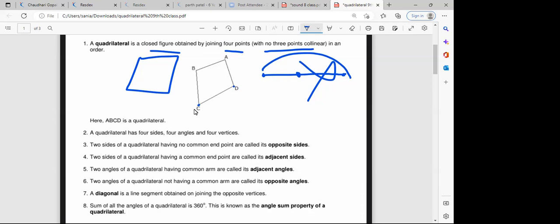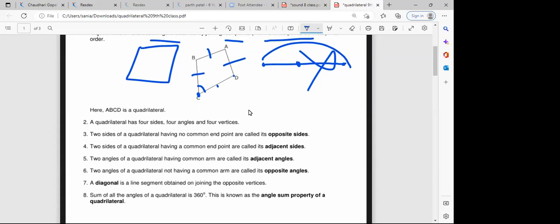ABCD is a quadrilateral, right? A quadrilateral has 4 sides, 4 angles and 4 vertices. You can see these are the sides, right? These are the angles, right? Angle A, angle B, angle C, and angle D, right? And these points are basically the vertices.